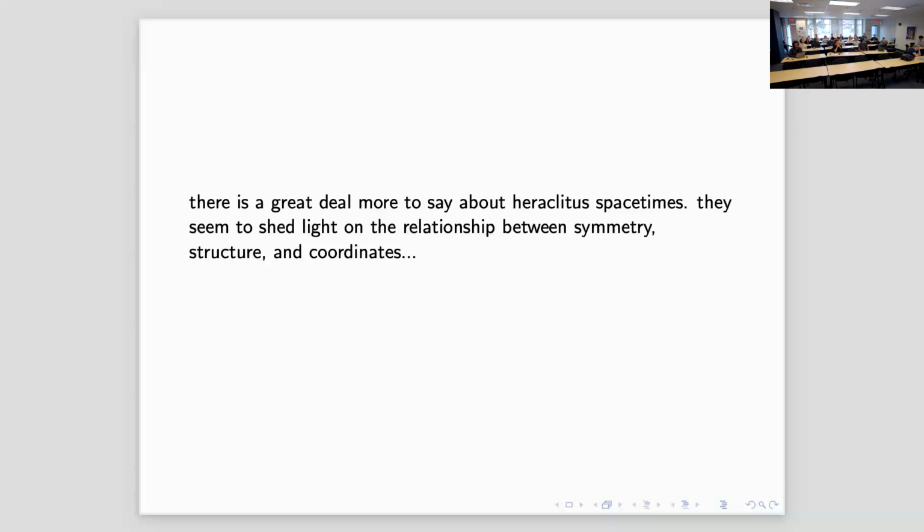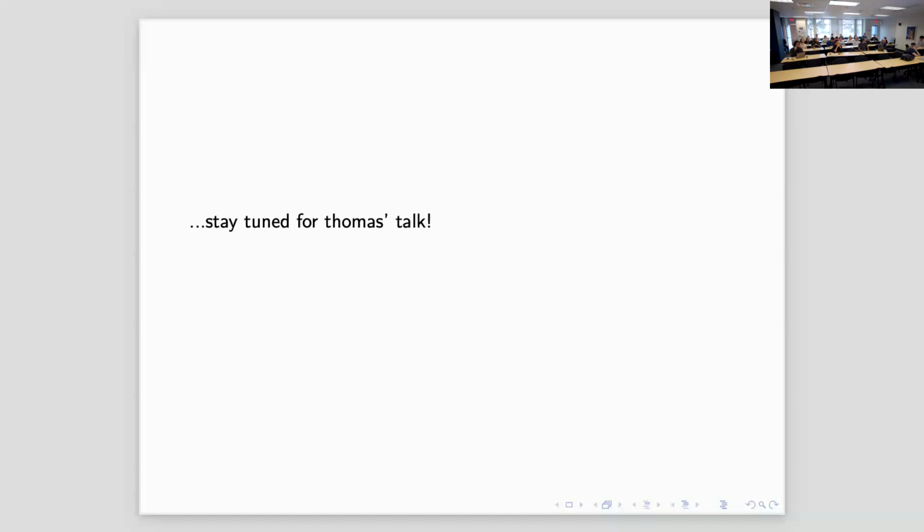Now, there's a great deal more to say about Heraclitus spacetimes. They seem to shed light on the relationship between symmetry, structure, and coordinates. But for that, you're going to have to wait maybe a half hour, and then Thomas will come on the scene, and he'll talk about that.